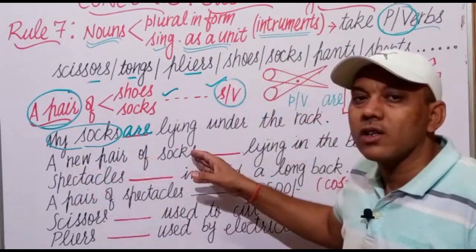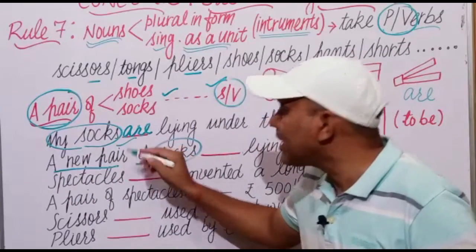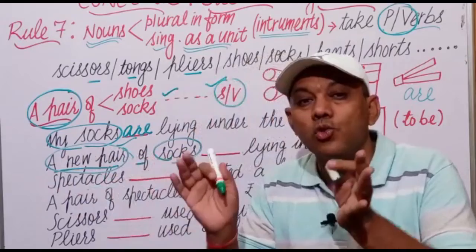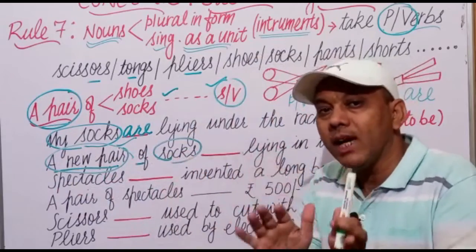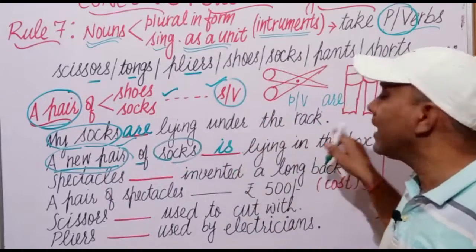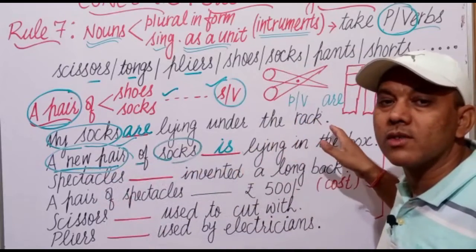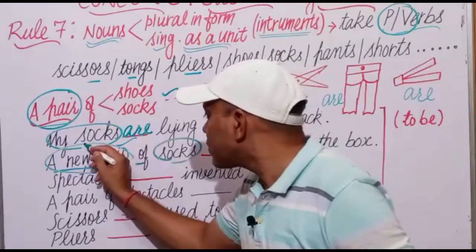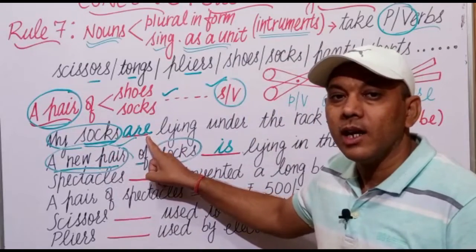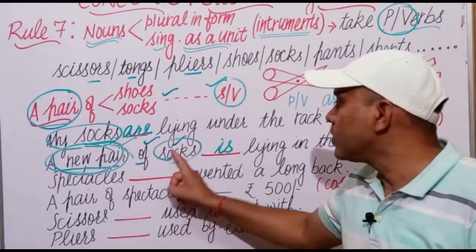A new pair of socks. Here I have used a new pair of socks. Now it has become singular because a new pair is the true subject, not the socks. A pair of something. Here we shall take a singular verb: is lying in the box. A new pair of socks is lying in the box. Keep in mind, when the word socks is used as the true subject in a sentence, use a plural verb. But when "a pair of" is used in a sentence, use a singular verb.